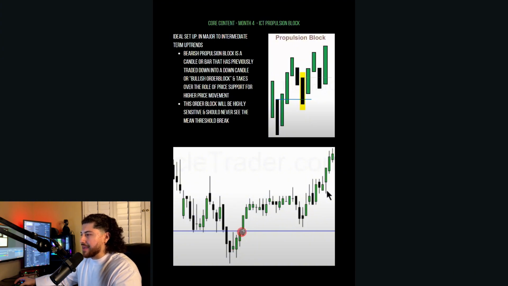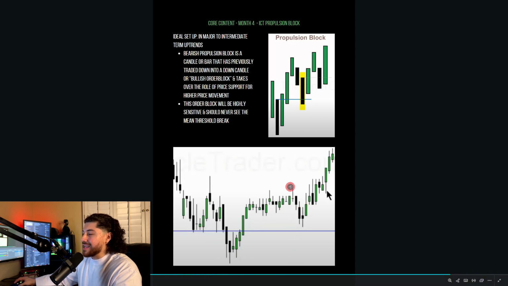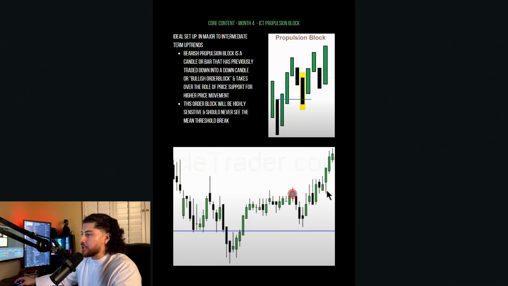Either way, price makes a new higher high, price pulls back, taps into this order block. As it taps into it, at the same time, when price pushes on higher, it creates another order block. So we have that scenario of price creating an order block and then creating another order block on top of it. In this case, he does not identify this as a propulsion block.